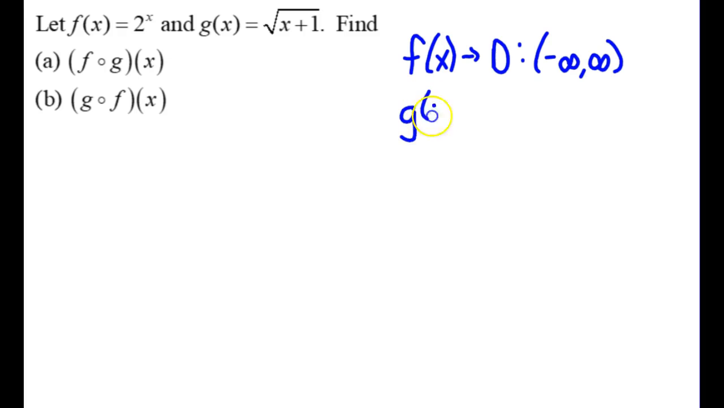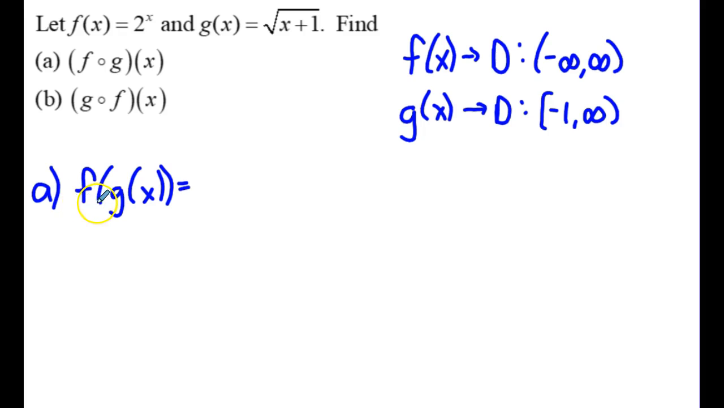Now if we look at g of x, the domain, this is the same function we worked with earlier. We have a radical with an even index, so we have to be concerned with what values make the expression under the radical negative. So our domain would be from negative 1 to infinity.